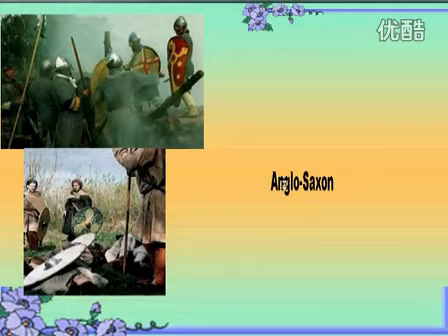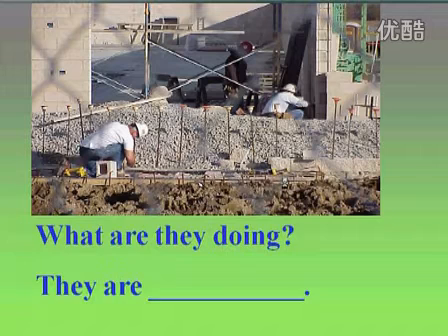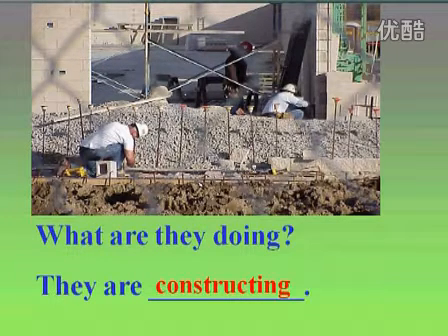Now look at the next picture, Anglo-Saxon. Okay, now what are they doing there? Maybe you can guess. Some workers are digging something or collecting something. We can see what they are doing. Maybe they are constructing, okay? They are constructing, okay?